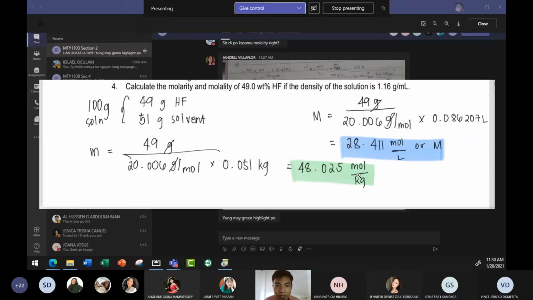So ano mapapansin nyo kung kailan nagkakaroon ng deviation yung molarity and molality. Okay? So, nagkakaroon ng malaking changes sa molarity and molality if the solute is concentrated. Pag tumataas yung concentration niya, mas lalong lumalaki yung difference nila. However, for dilute solutions, ibig sabihin nun, onting solute lang yung nilagay mo sa solution, medyo same sila. Okay?